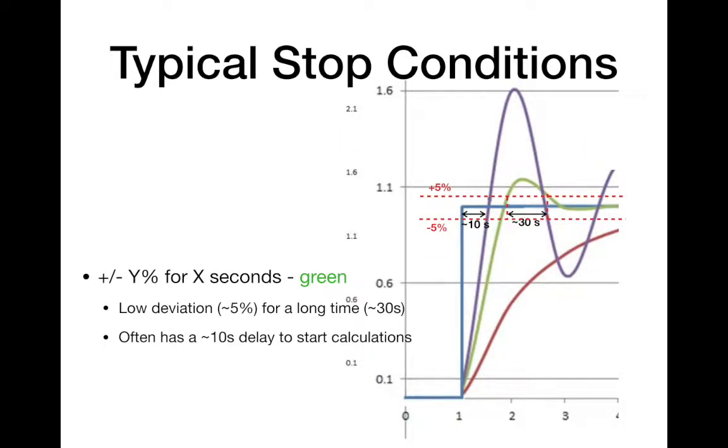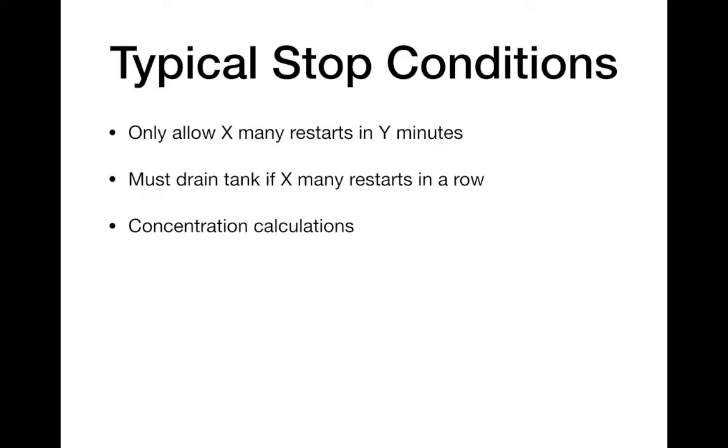And the same is true for the low deviation for a long time. So the plus or minus 5% for 30 seconds is calculated the same way. You have a 10-second delay when we're not doing the comparison. But as soon as that flow rate deviates more than 5% from the set point, we start the timer. If that timer goes beyond 30 seconds, then the process needs to stop. So that is extremely simple.